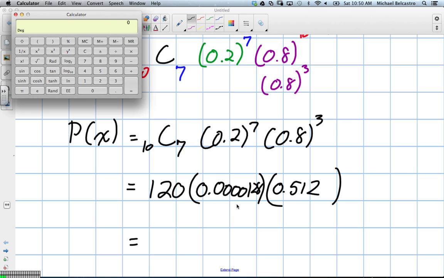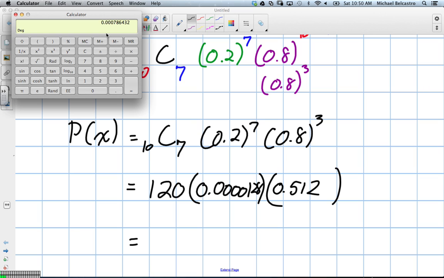Okay, so let's do this all in one shot. Another way you could rewrite this is 0.2 is the same as 2 divided by 10, right? Okay, let's just do it this way. 0.2 to the power of 7 times bracket 0.8 to the power of 3 end bracket, and then times 120.